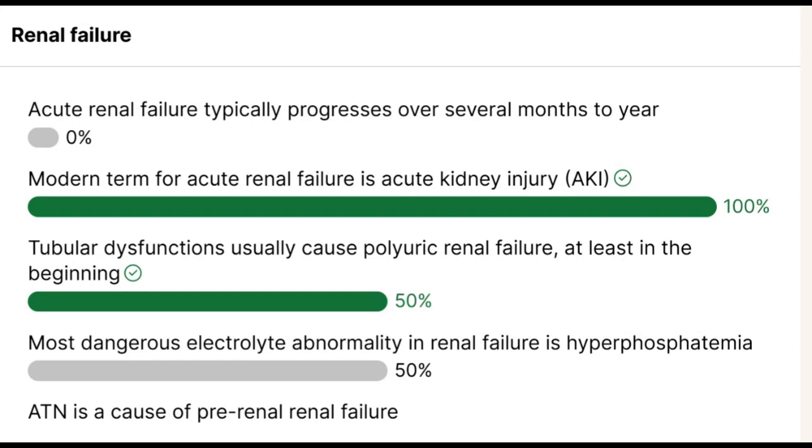Later, it becomes oliguric. And the most dangerous electrolyte abnormality in renal failure isn't hyperphosphatemia, but rather hyperkalemia, because that can cause cardiac arrest. And then we have ATN, which is not a cause of prerenal renal failure. Rather, it's given as an intrarenal cause of renal failure. However, it is caused by a prerenal cause. It is a bit confusing, but yeah, it is what it is.